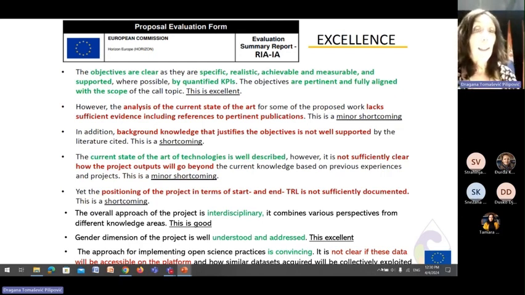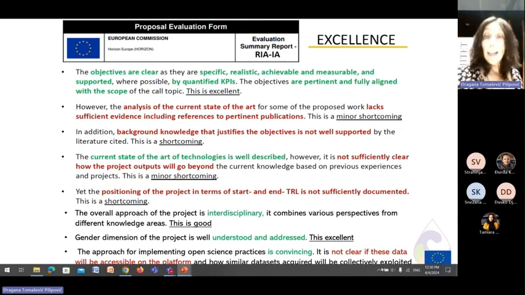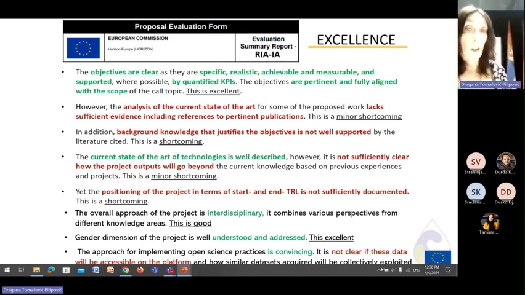In red, we have the state of the art, which lacks sufficient evidence, including reference to pertinent publications. Here it is really up to you to do some research and see what other people are doing. This is very important because the evaluators consider this part. The background knowledge that justifies the objectives is not well supported. That is another shortcoming. They liked that the state of the art of the technology is well described, but it's not sufficiently clear how the project outputs will go beyond the current knowledge.